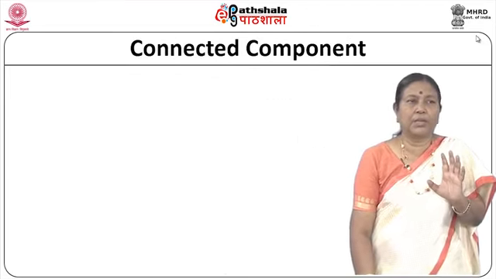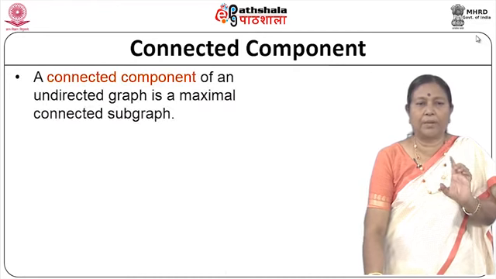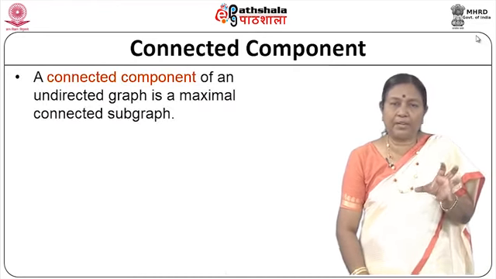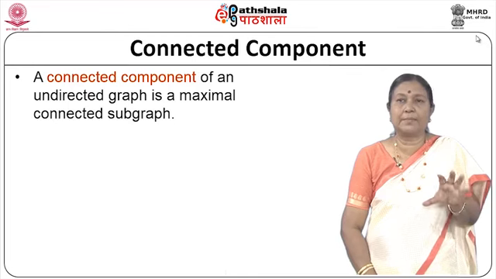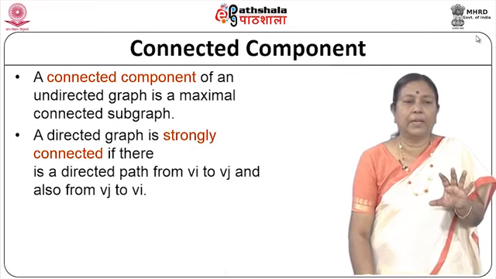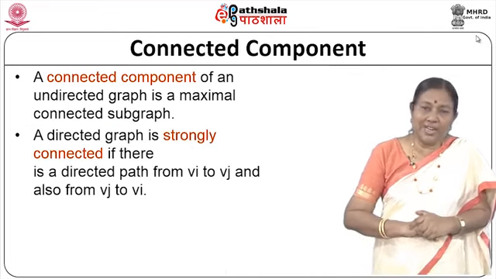Now, let us go to a terminology called connected component. A connected component of an undirected graph is a maximal connected subgraph. Okay. A directed graph is strongly, this is undirected.